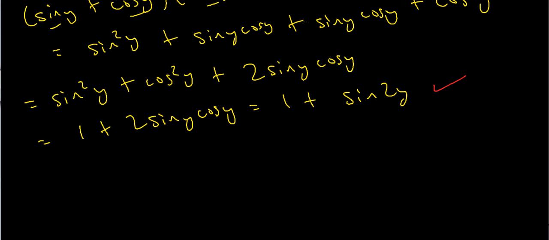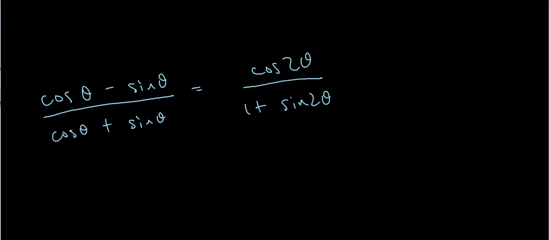Let's look at the final example. And that asks us to prove that the cosine of theta minus the sine of theta, all divided by the cosine of theta plus the sine of theta, that's equal to cos of 2 theta over 1 plus sine of 2 theta. So again, I'm going to start from the left-hand side.